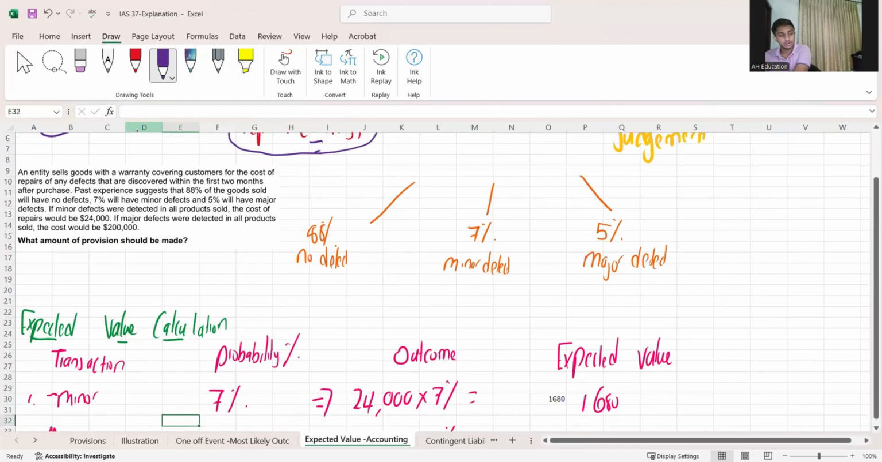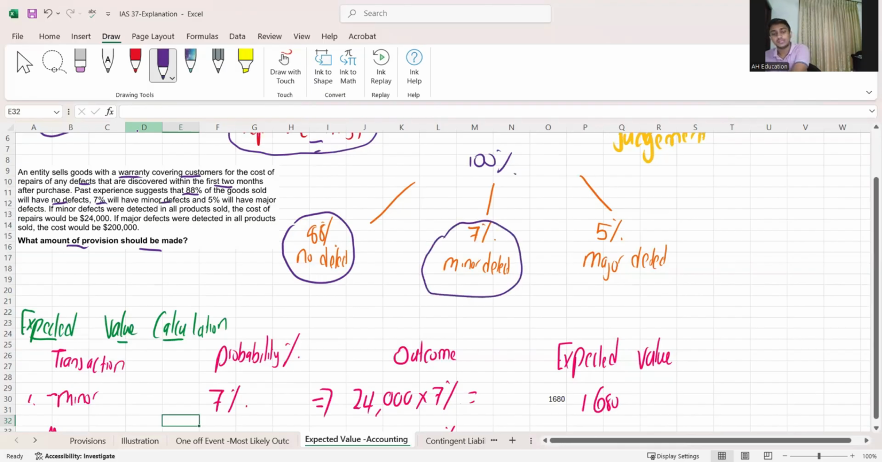Again, the same question. What amount of provision should be made? An entity sells goods with a warranty covering customers for defects that are discovered within the first 2 months after purchase. Past experience suggests that 88% of the goods sold will have no defects. That means this chunk has no defects. 7% will have minor defects. That is this chunk. And 5% will have major defects. That is this part.